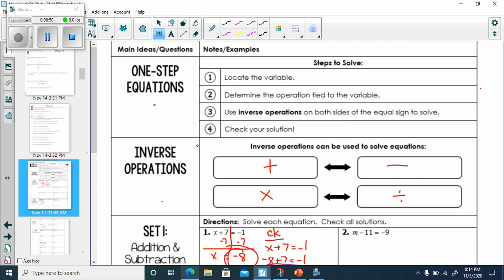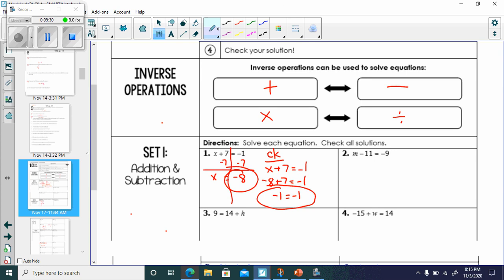Okay. Inverse operations. First off, to solve these, you locate the variable, determine the operation tied to the variable, use the inverse operation on both sides of the equal sign to solve. What are inverse operations? Well, if you're adding, the inverse is to subtract. If you're subtracting, the inverse is to add. If you're multiplying, the inverse is to divide. If you're dividing, the inverse is to multiply. Let's look at some examples here, okay?